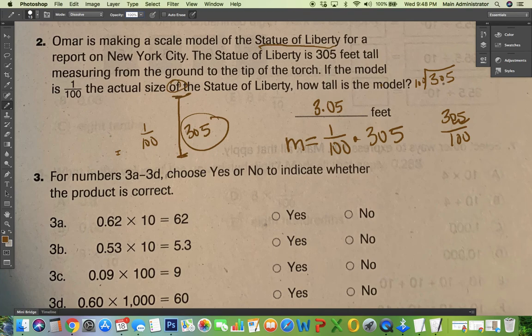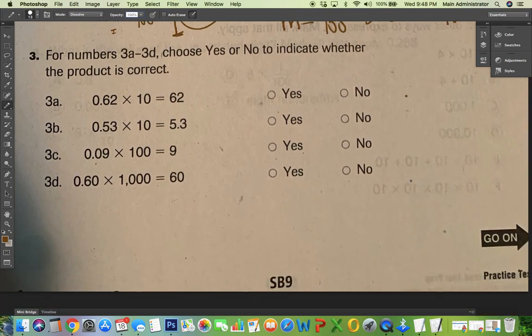And again, if I divided this, 100 goes into 305 3 times, that's 300. I'd have 5 left over, add a 0 and a decimal, bring it down. 100 goes into 50, 0 times, it does not, add another 0, bring it down. 100 goes into 500, 5 times, and that would give me 3.05. That's number 2. Let's take a look at number 3.